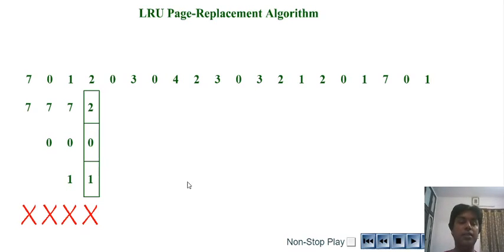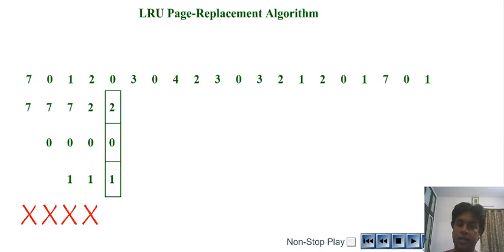Now the next number is 0, as you can see. Now as you already know, 0 is already there in one of the frames in my memory, so it is an example of a page hit. So no swapping out of any pages from my memory. So it is an example of a page hit. Let's see that. Yes, as I said, it is a page hit.